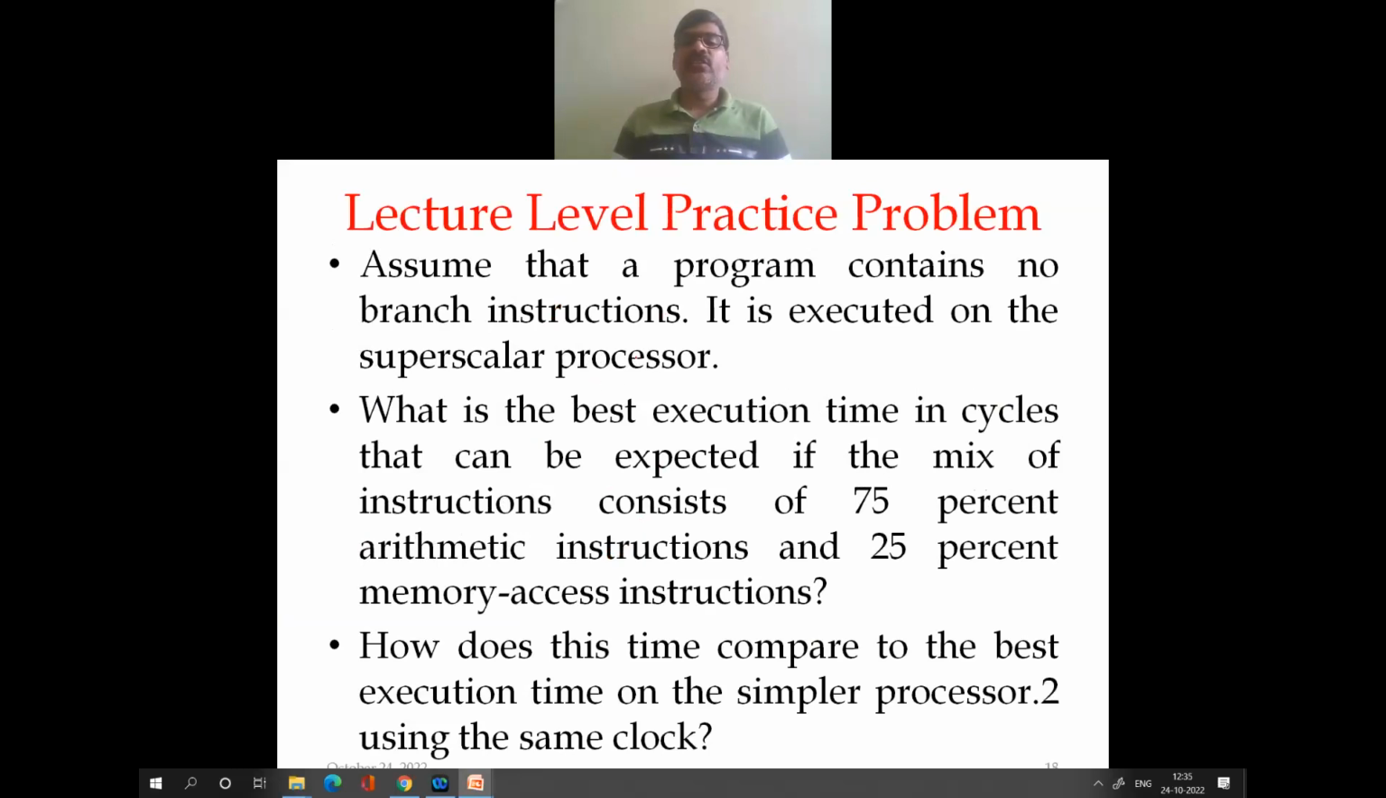Now the lecture level practice problem goes like this. Assume that a program contains no branch instructions. It is executed on the superscalar processor. What is the best execution time in cycles that can be expected if the mix of instructions consists of 75% arithmetic instructions and 25% memory access instructions? How does this time compare to the best execution time on the simple processor using the same clock? I hope you understood this particular problem.